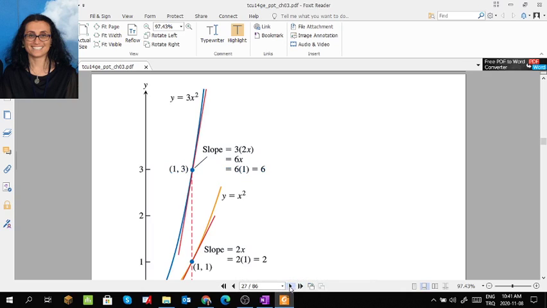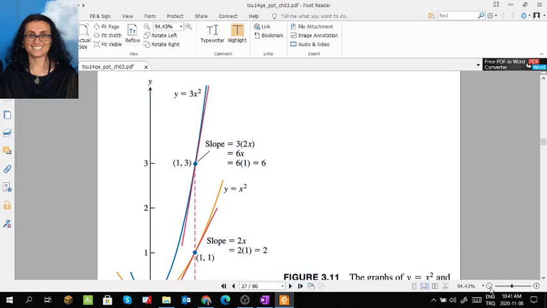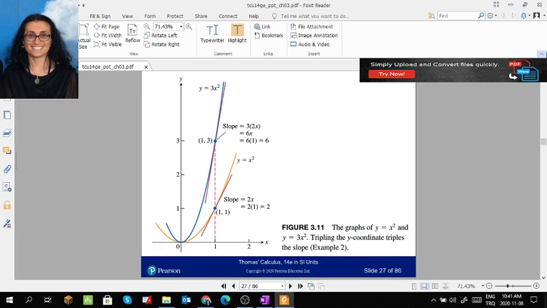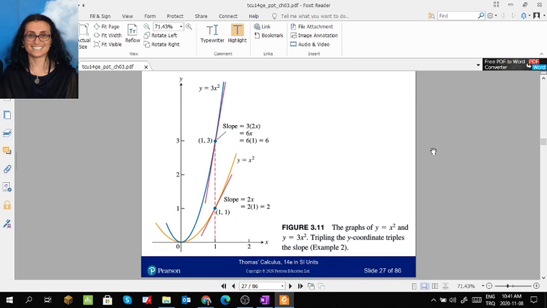Okay, and let's see. What do we have here? We have y is equal to x squared, the blue color graph here. Let me see just a second. No, the orange color graph is y is equal to x squared, and the blue color graph is y is equal to 3x squared. Both of them are parabolas, as you would know.